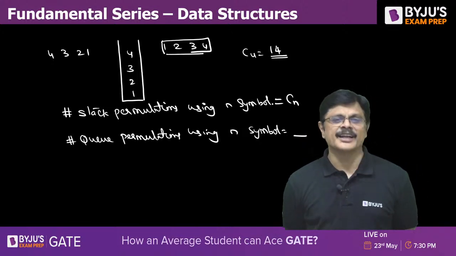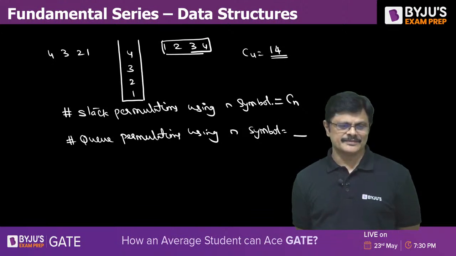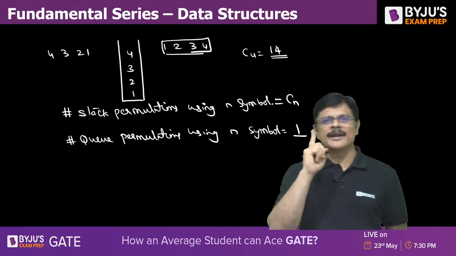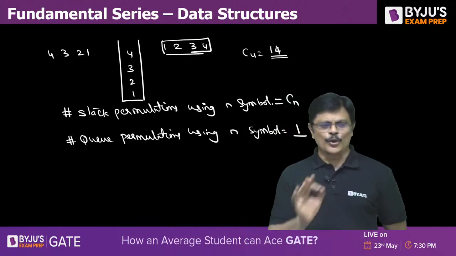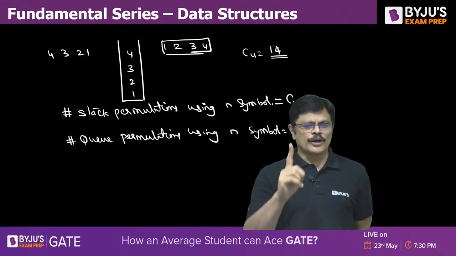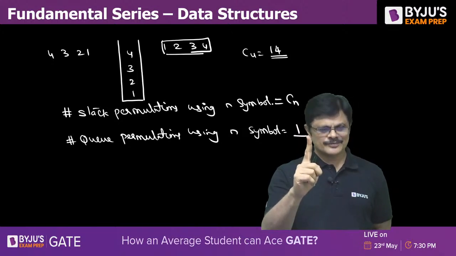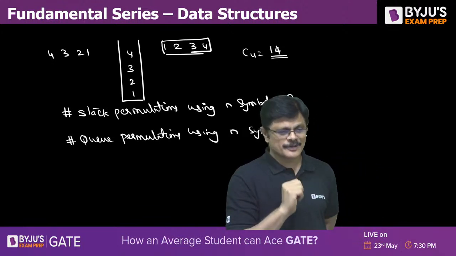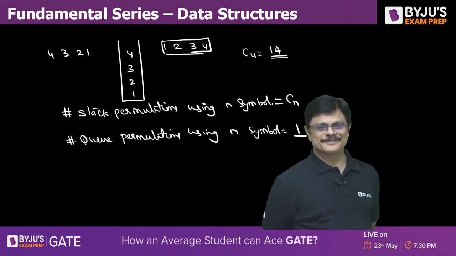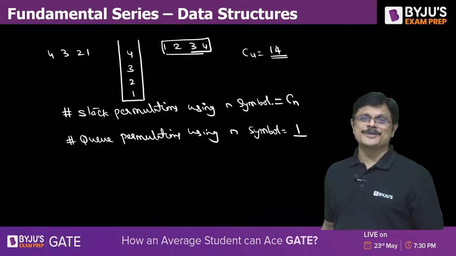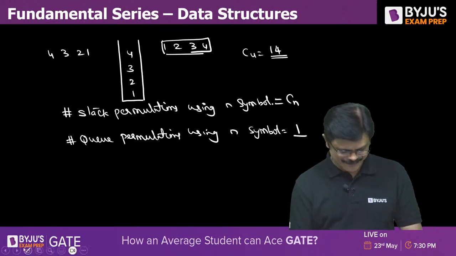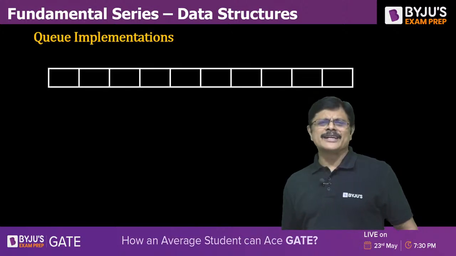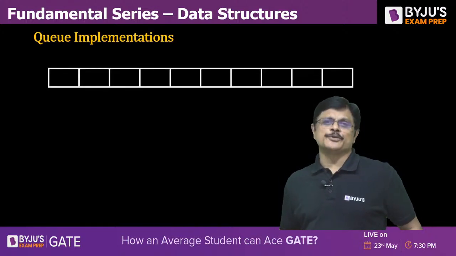Carefully, how many permutations are possible? Dear, only one permutation. You can get only one permutation, that is the given order only. No other order is possible here. Only one. Single. See how people make mistakes. You can understand now. Is the idea clear? Now let us see how to implement a queue.